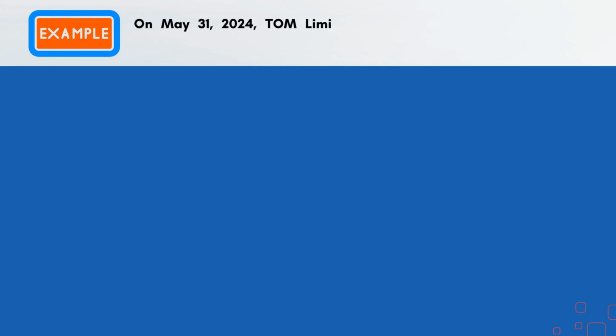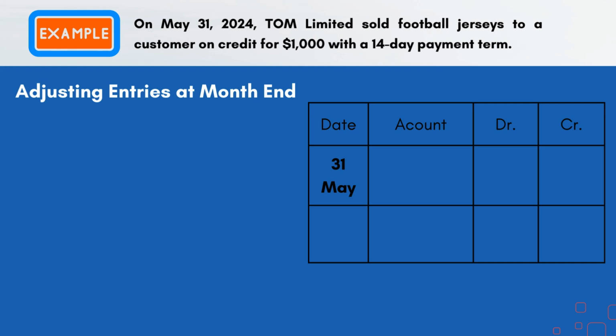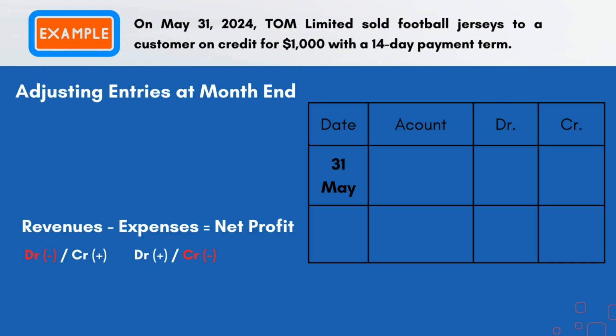Transaction number 2. On May 31st, 2024, Tom sold football jerseys to a customer on credit for $1,000 with a 14-day payment term. Under the accrual basis of accounting, sales are recognized when the goods or services are delivered, regardless of when the cash is received.